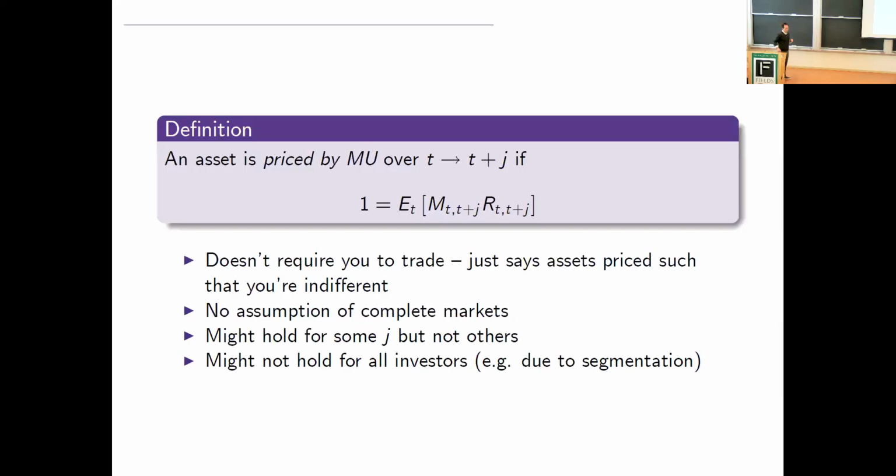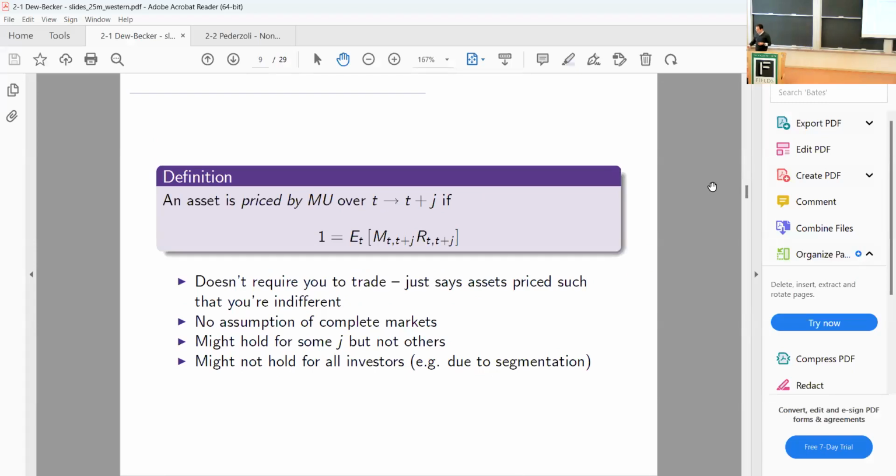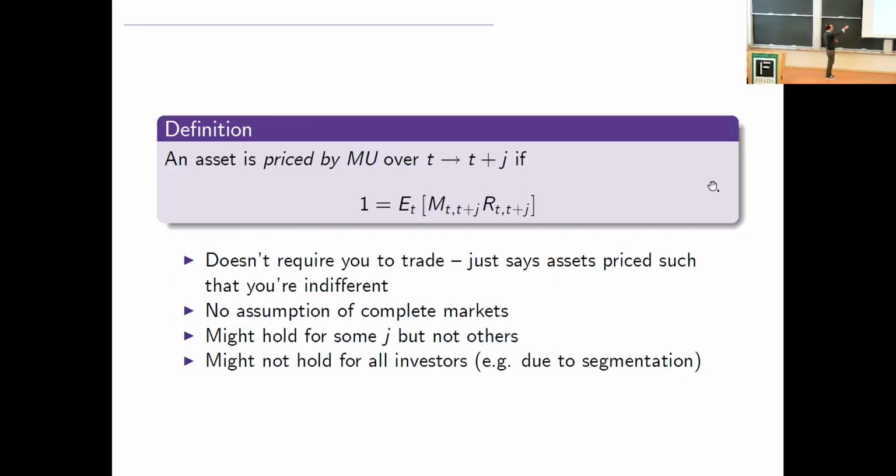So we'll say that an asset is priced by this marginal utility between two dates t and t plus j if our pricing equation holds. So for this specific return over this specific period. I'm not claiming that this holds for everything. We are not claiming that markets are complete. We are not claiming that everything is correctly priced. Not even necessarily claiming that it works every day. This is just a definition. Not even saying what it's true for yet.